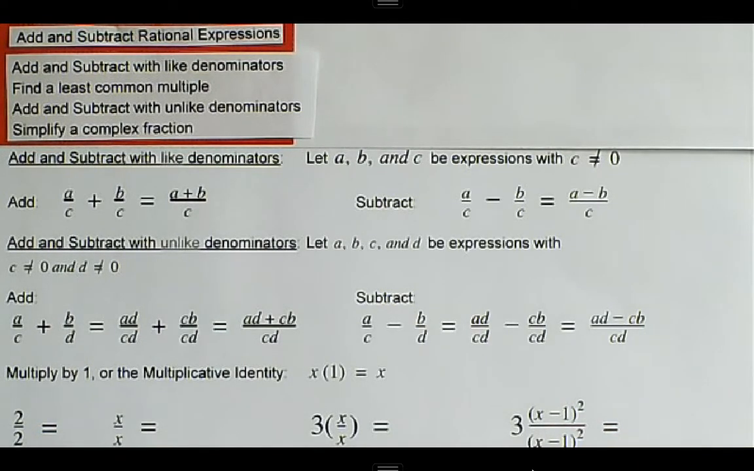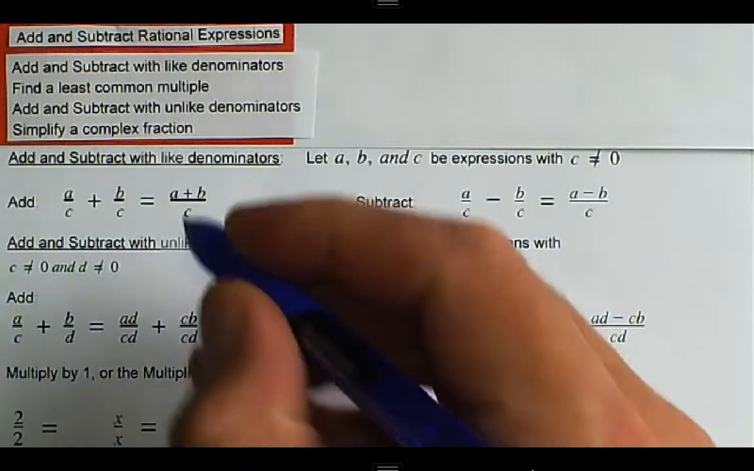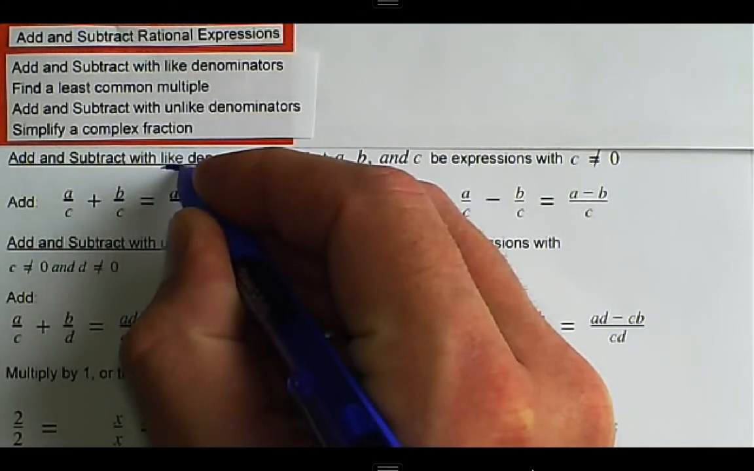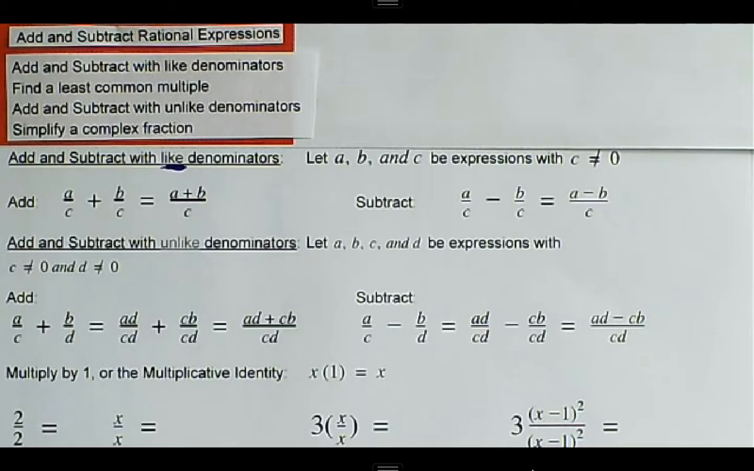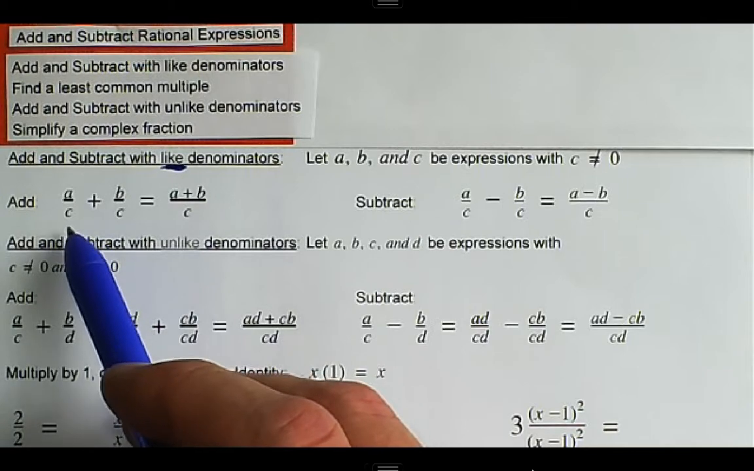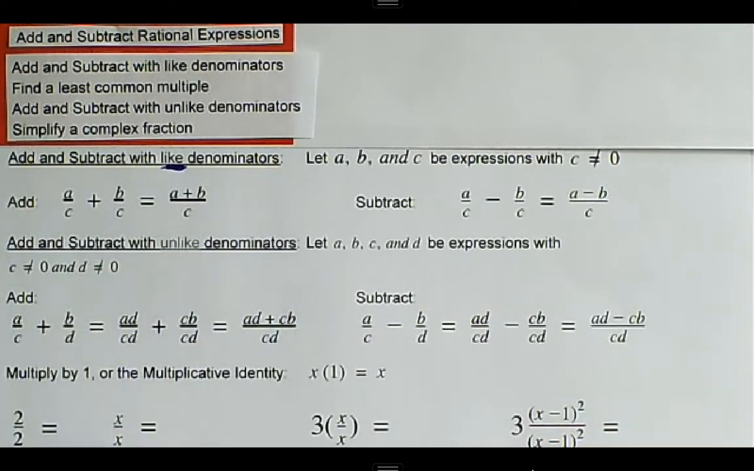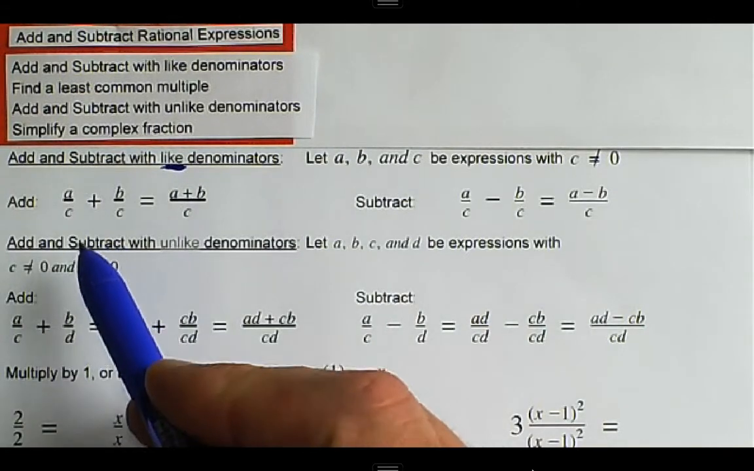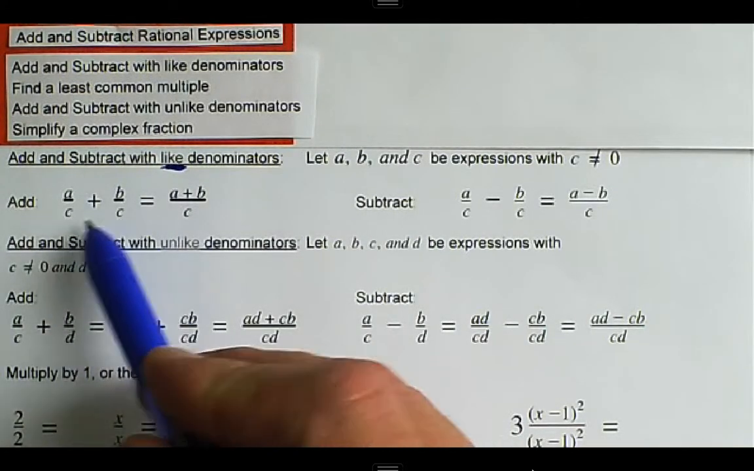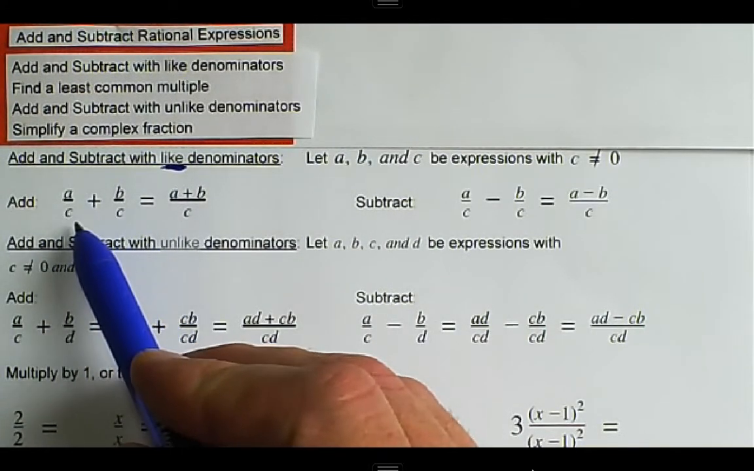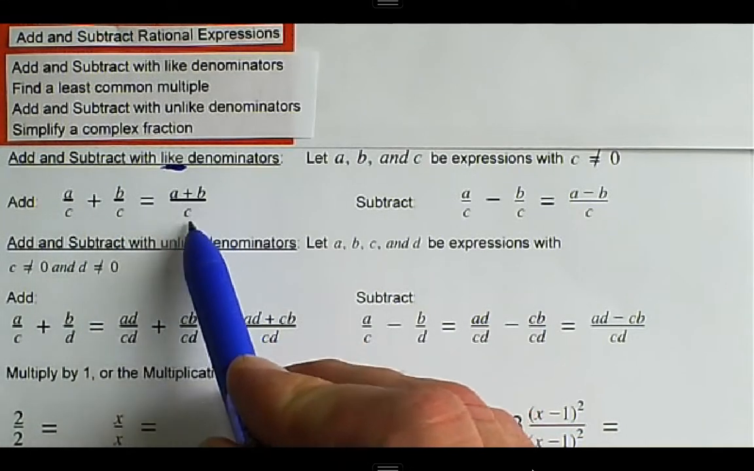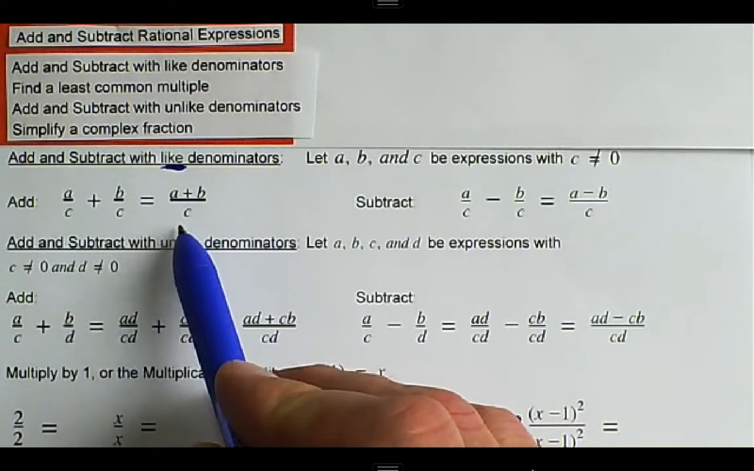So in order to add and subtract with like denominators, in this case, they're the same. Let A, B, and C be expressions with C not equal to 0. Again, the reason C is not equal to 0 is because C is in the denominator, and so we can't divide by 0. But if we have C in the denominator of two fractions that we want to add together, we just add the numerators and then leave the denominator as C.